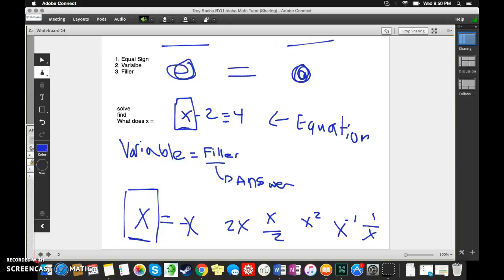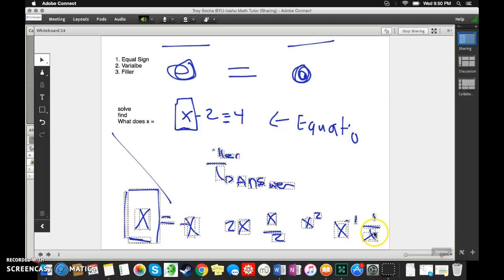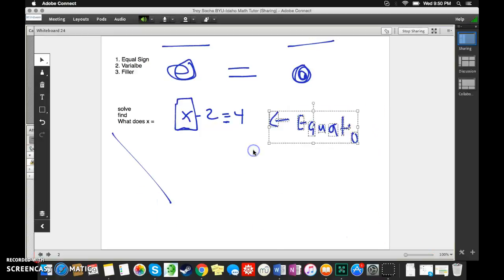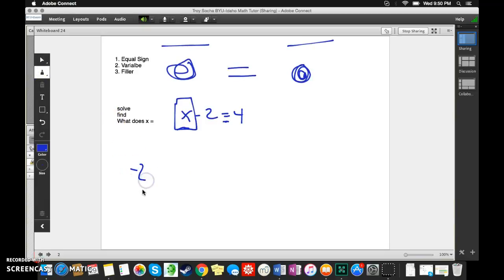Okay, so let's try it. Again, variable and a filler is what we're looking for. So we know that we have an equation, right? Because we have a variable and an equal sign. So now we can use the steps of algebraic manipulation. Let me go over some of these. So if we have a number subtracted by x, let's just do a variable. Okay. No, let's do a number.